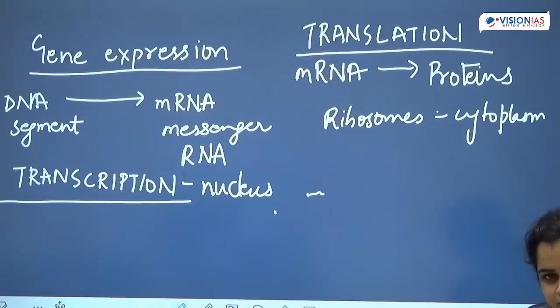It is the presence or absence of specific proteins that give an organism its characteristics. Gene expression happens in two steps.